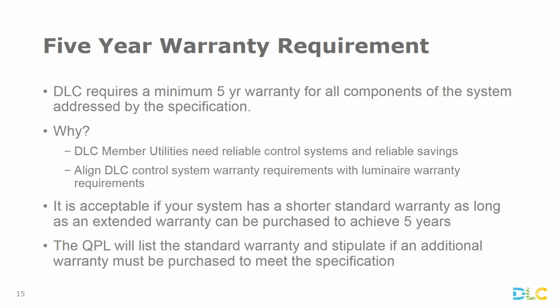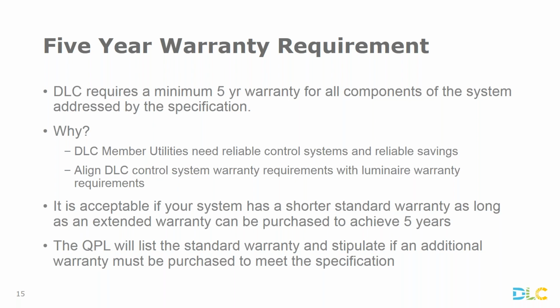Next, I want to talk about the warranty requirement. This is actually not changed from last year. We require a 5-year warranty for all components of the system that are addressed by the specification. The reason for this, reliability of these systems and persistence of savings of these systems is very important to utilities, to energy efficiency programs. And while warranty is not directly related to reliability of these systems, it can be a proxy for it when we don't have a specific reliability standard for these components that we can refer to. And so the utilities have asked us to encourage a longer warranty on these systems.